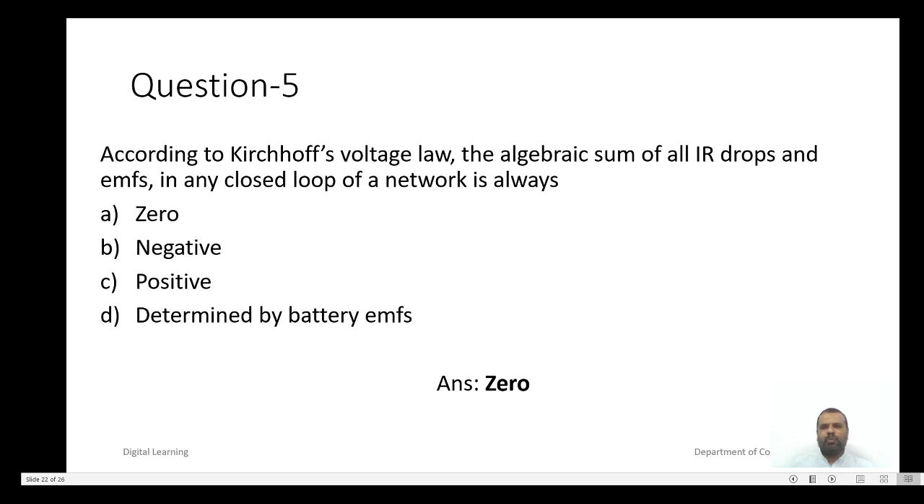Question number 5. According to Kirchhoff's voltage law, the algebraic sum of all IR drops and EMF in any closed loop of a network is always: A. 0, B. Negative, C. Positive, D. Determined by battery EMF. The correct answer is 0.